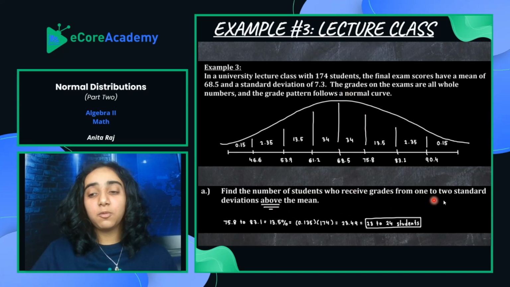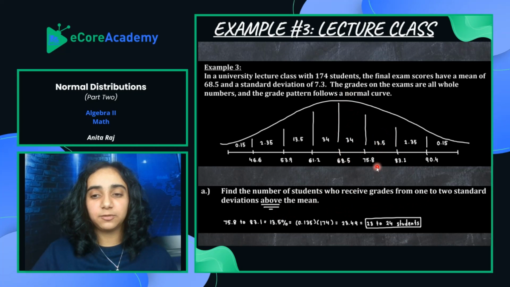So now we're told 1 to 2 standard deviations. Well, what is one standard deviation above the mean? Well, that's 75.8. Two standard deviations above the mean is 83.1. So we're looking at this range 75.8 to 83.1 only. So we're just focusing on this. So that's why I wrote 75.8 to 83.1. Well, what's the percent of data values falling in this range? It's 13.5%. So 13.5% of the students got in the range of 75.8 to 83.1.